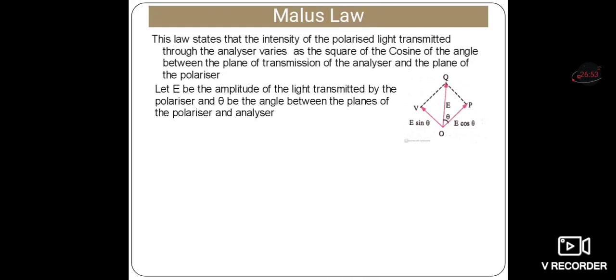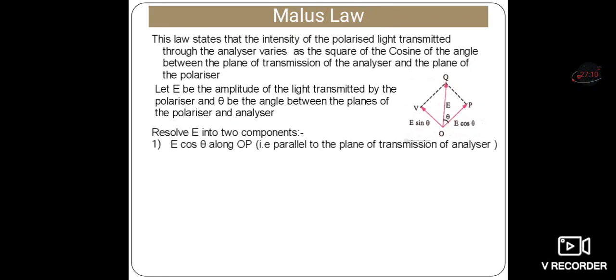According to the diagram, E is the amplitude of the light transmitted by the polarizer, and theta is the angle between the planes of the polarizer and the analyzer. We have to resolve this E into two components. The first is E cos theta along OP, which is parallel to the plane of transmission of the analyzer, and E sin theta along OV, which is perpendicular to the plane of transmission of the analyzer.